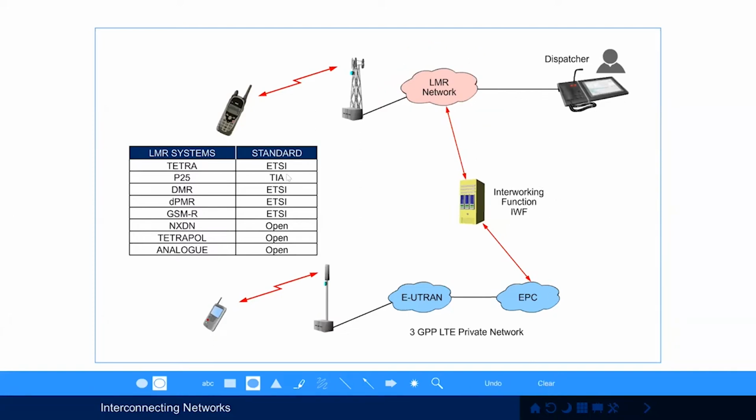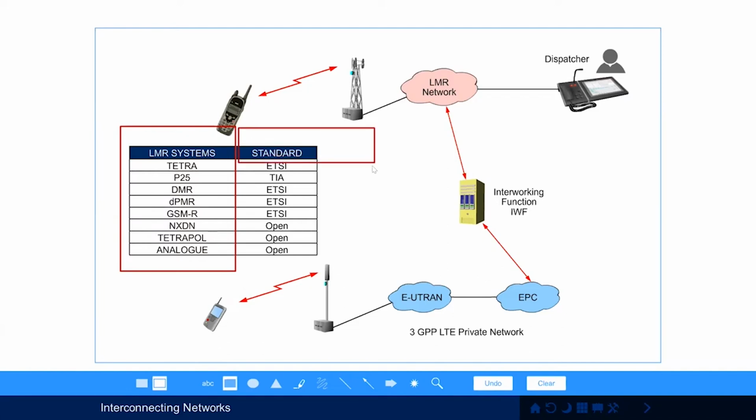Now, as usual, the nice thing about standardization is there are so many standards to choose from. We see here some of the LMR systems, legacy systems that are in existence in the market and used by various user groups, user organizations all over the planet. And in this column here, we see the standards body, if there is one, associated with that technology. Tetra, we associate with ETSI, P25 with TIA, and so on.